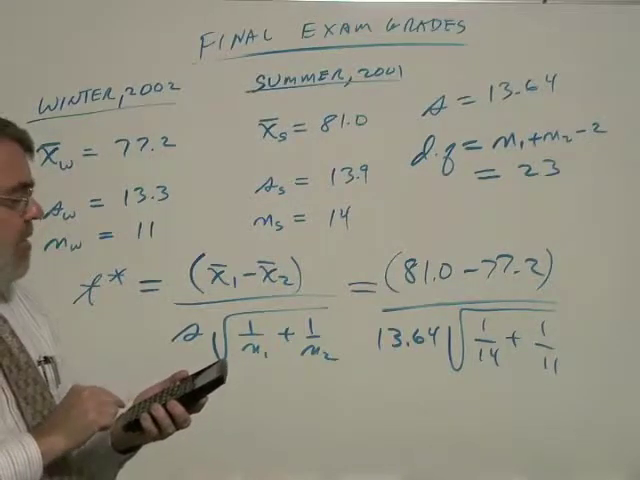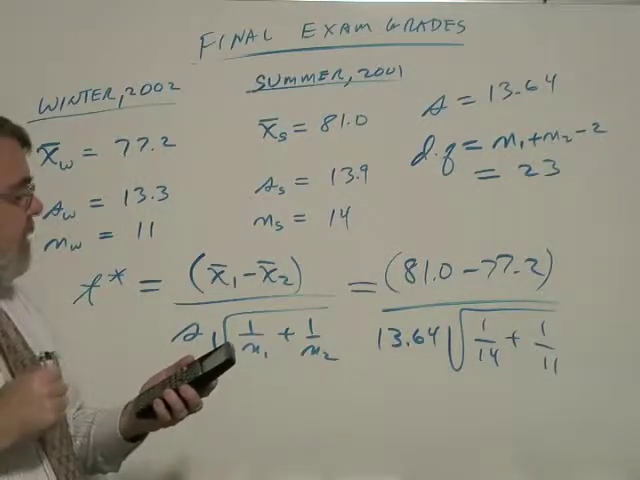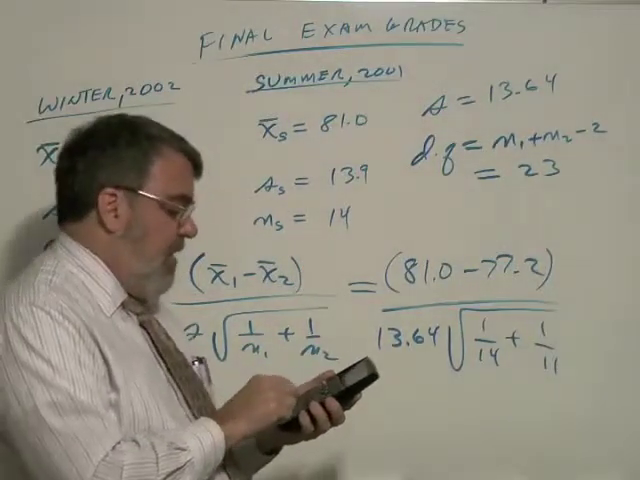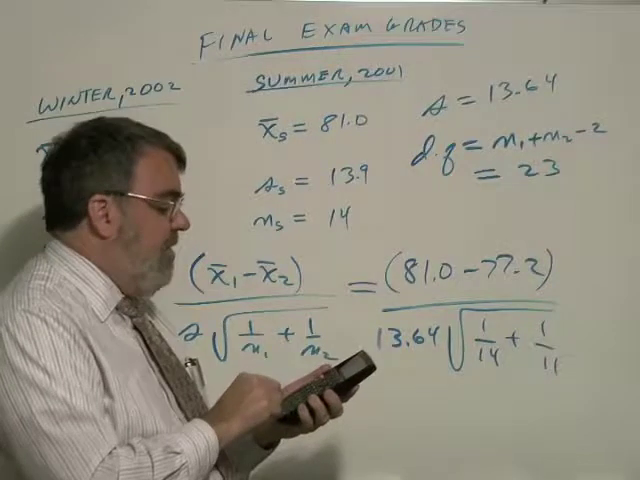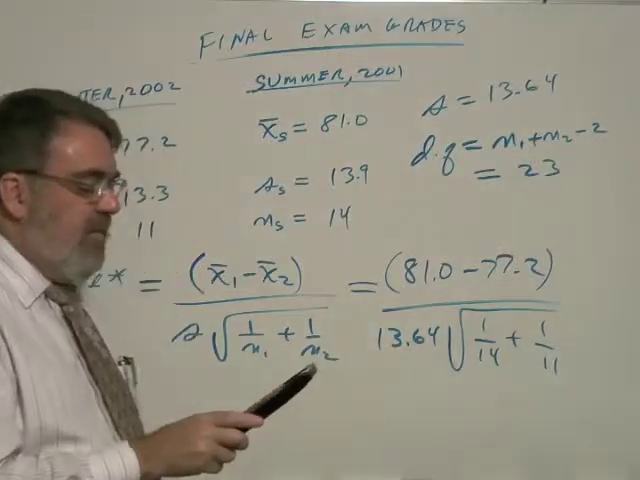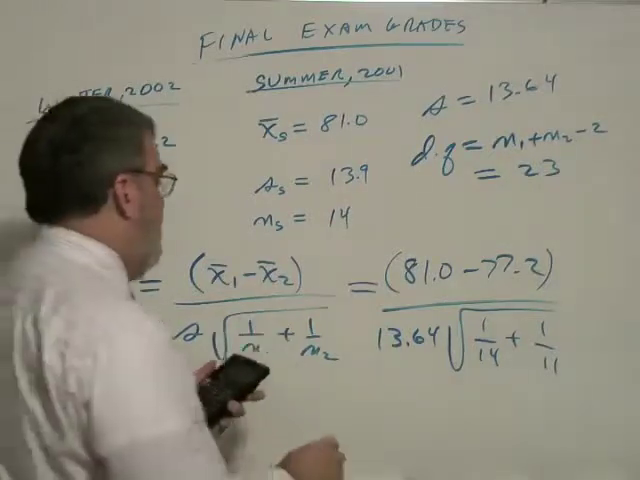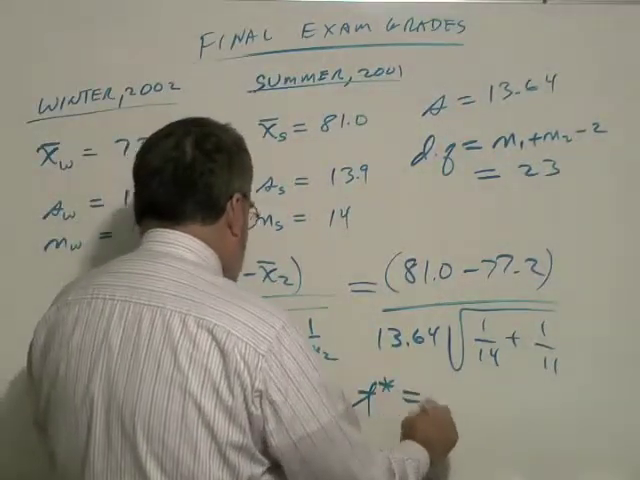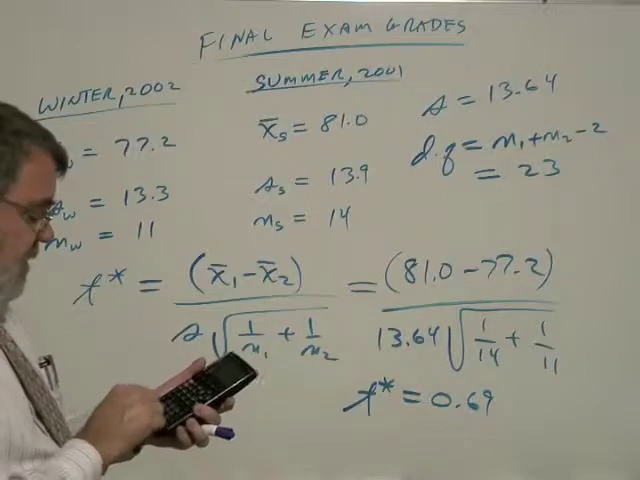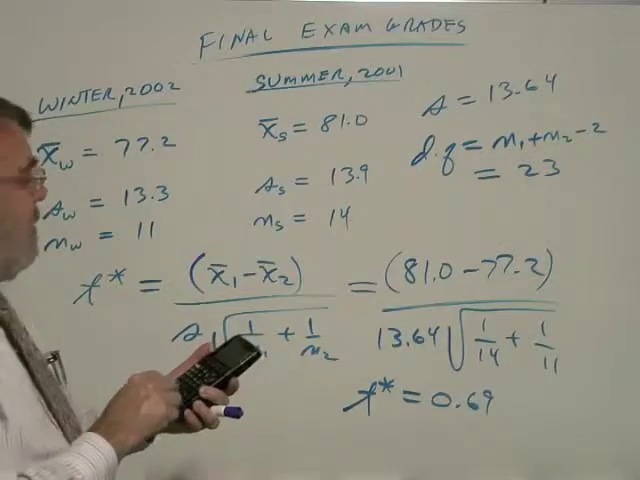Alright, so the denominator, 1 over 14 plus 1 over 11, square rooted, times 13.64, is around 5.4957. On top I've got 81 minus 77.2, divided by the answer, and I get 0.69. So I'm just going to double check that number. The t star I got was 0.69, which seems pretty small to me. I'm just going to double check my calculation here just to make sure, so I don't have to go back and re-record the video.